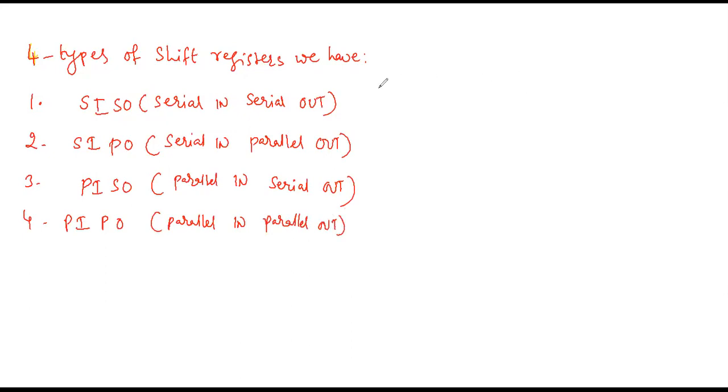Okay, diagram we can represent like this. This is a shift register block diagram, and it contains one input, one output. Input is serial in, serial out. Here we are discussing about the 4-bit shift register. Generally, serial in, parallel out means it contains only one input and 4 outputs.